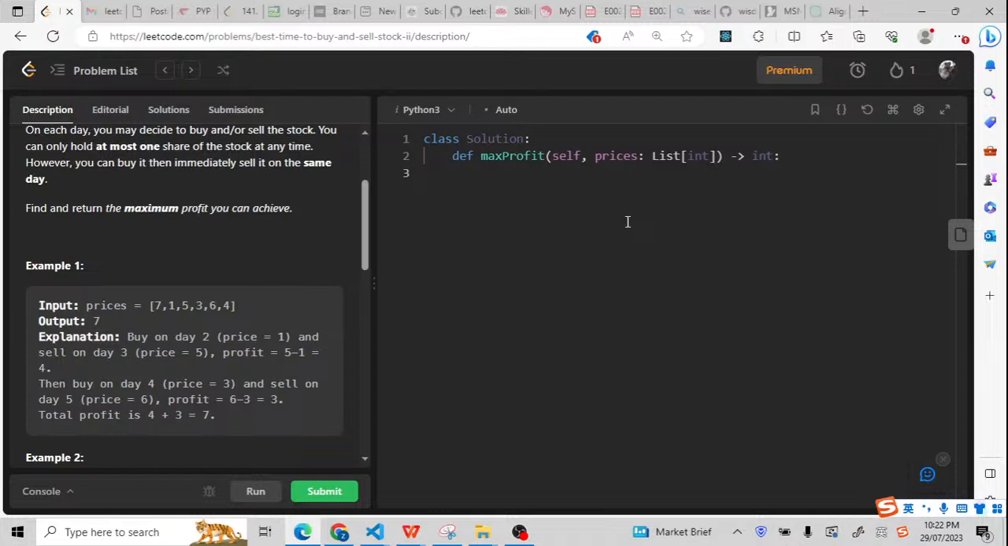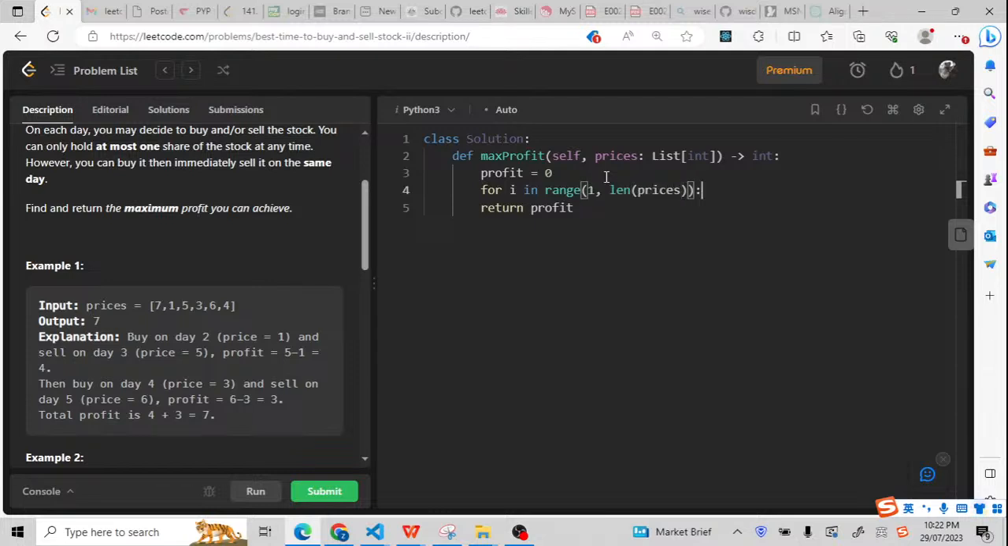As I said, we're going to define a profit. The profit will be 0 because I will accumulate the profit. Finally, I will return the profit. Now I will start from index 1, because index 1 is like day 2. I need to subtract day 1 if it is higher. So for i in range 1 to len(prices).